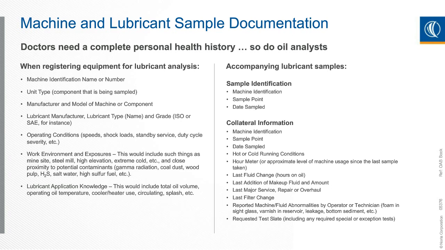Maybe there are certain types of elements in the air, airborne contaminants, iron ore, or something where you're located might be a higher chance of some type of contaminant. And lubricant application knowledge. This would include the total oil volume, how much oil is in that system. That plays a role in how quickly something could potentially show or be diluted by something being introduced.